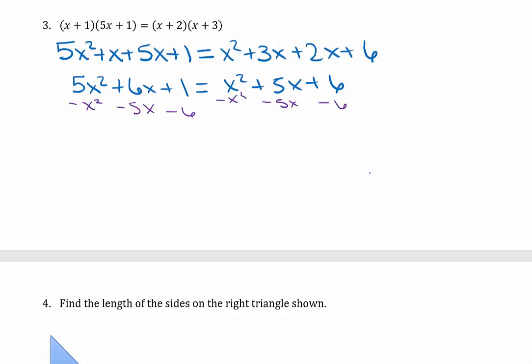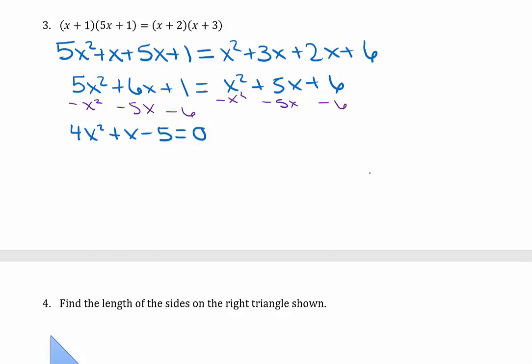Finally, I'm ready to set one side to 0. I'm going to subtract everything on the right-hand side to bring it over to that left-hand side. 5x squared minus 1x squared is 4x squared. 6x minus 5x is 1x. 1 minus 6 is 5. And now we're ready to factor.